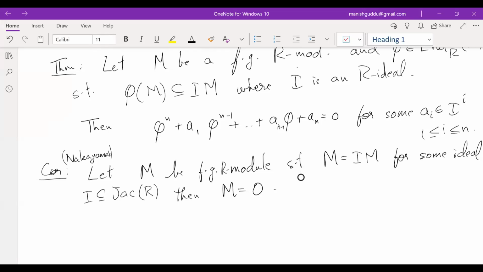In next Tuesday's quiz, will we have Nakayama's lemma and the Cayley-Hamilton theorem? Sure, the Cayley-Hamilton theorem may be there. Nakayama's lemma maybe not. Okay.